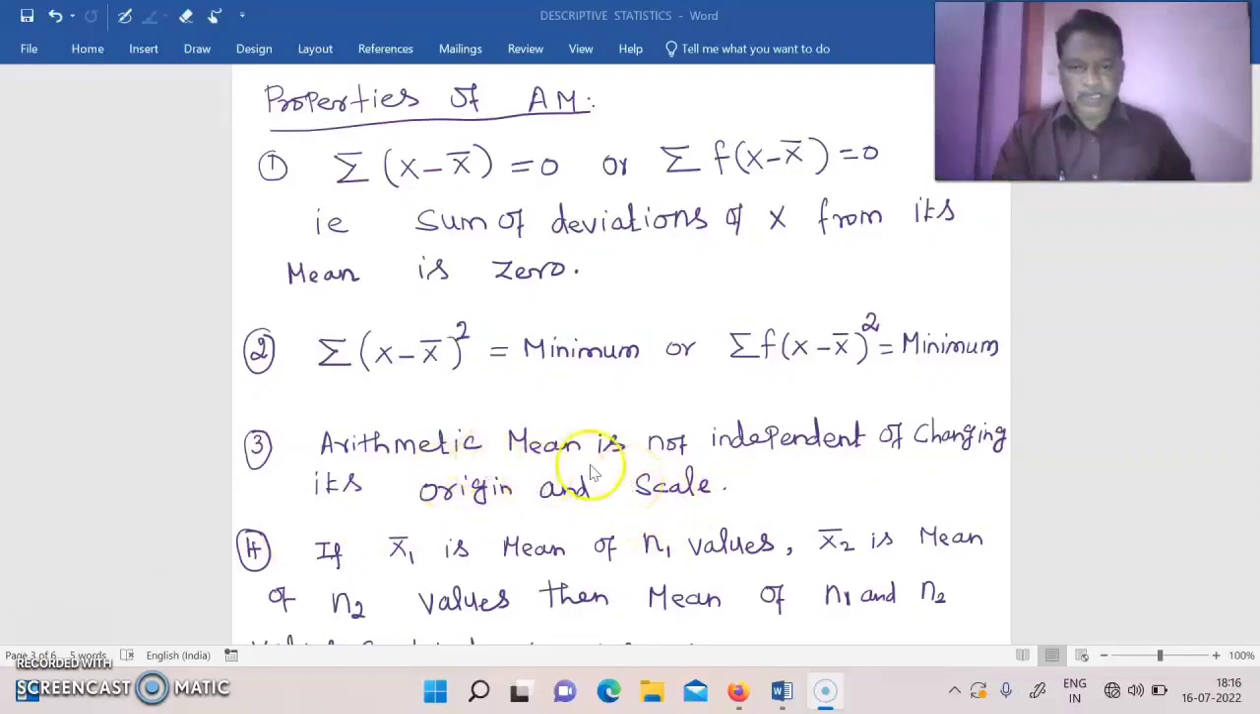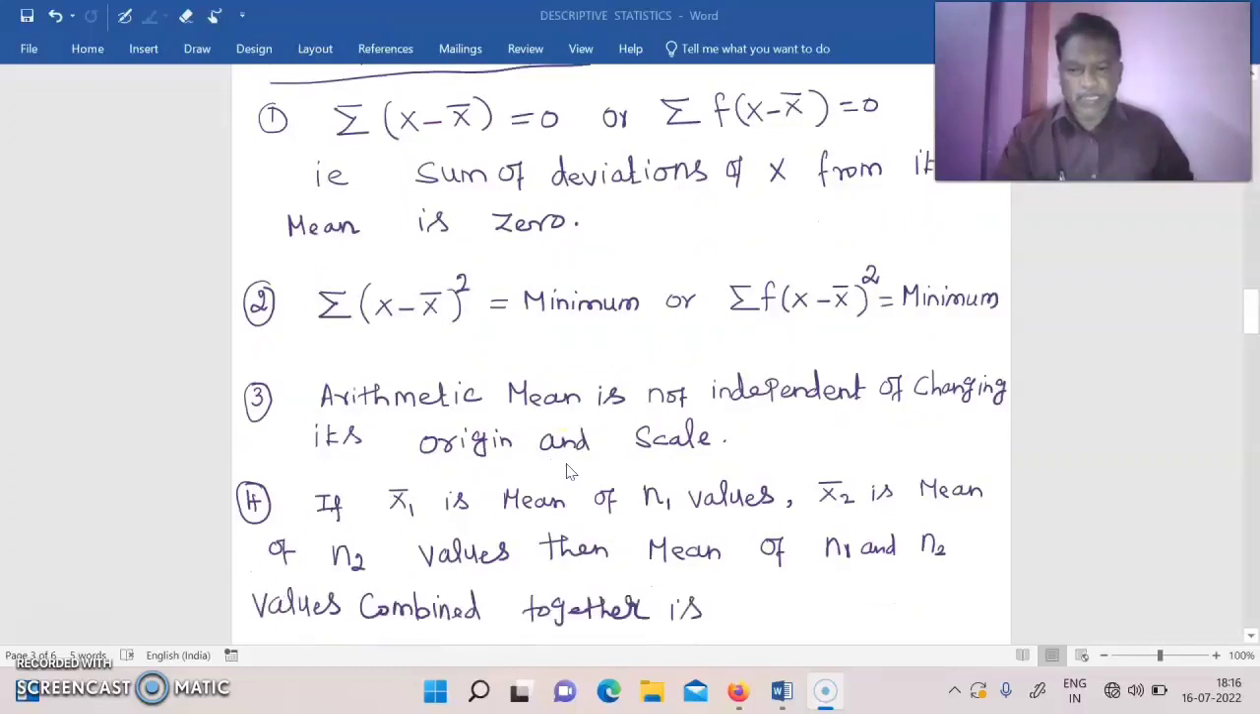Whenever we subtract a constant from each and every value, or we add a constant to each and every value, it will affect the arithmetic mean. Similarly, when we multiply each and every value by a constant, or divide each and every value by a constant, it will affect the arithmetic mean. That is, arithmetic mean is affected by changing its origin, subtraction or addition, and changing its scale, multiplication and division.